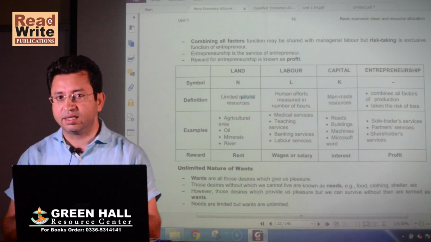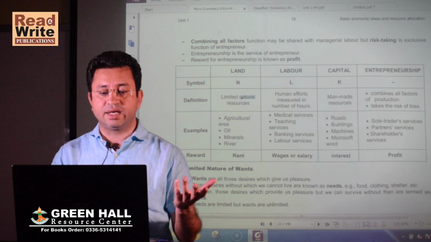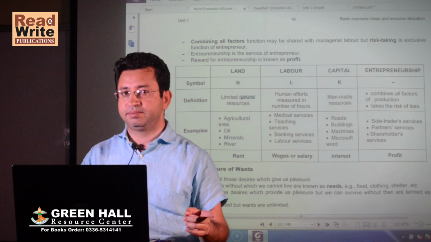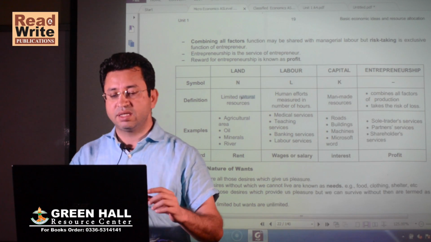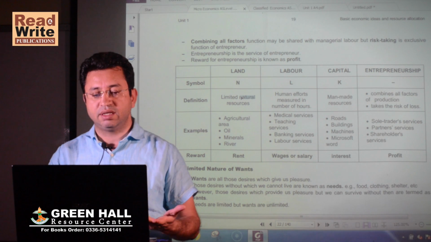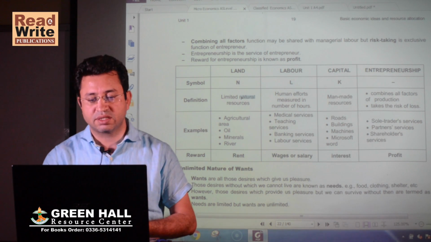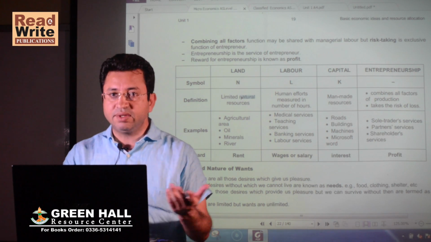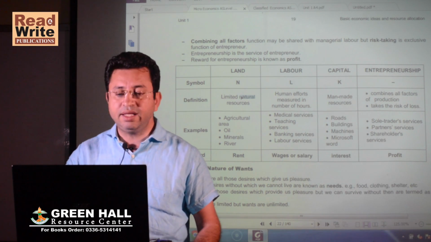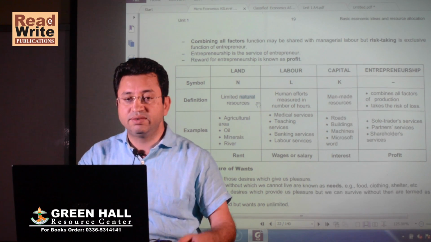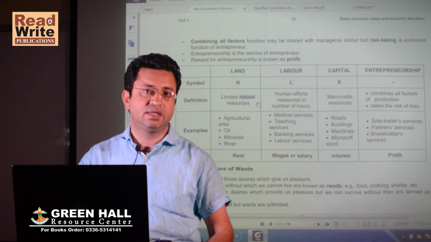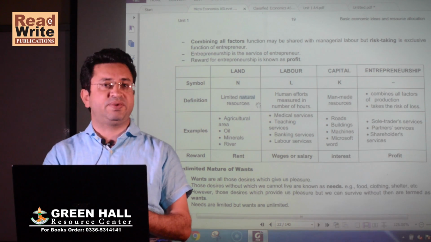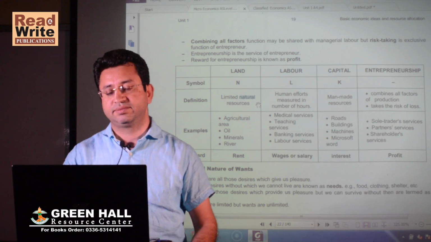What are natural resources? Anything which is a resource and God gifted, like an agricultural area or oil in the earth crust, crude oil, not the refined one, not the petroleum, because that is not natural, that is made by human beings and requires human effort. Minerals, even the river is land. River is water, how is it land? Even the sea is land. Even the fish is land, even the forest is land. Anything which is natural, God gifted, does not require any human effort, will be considered as land.